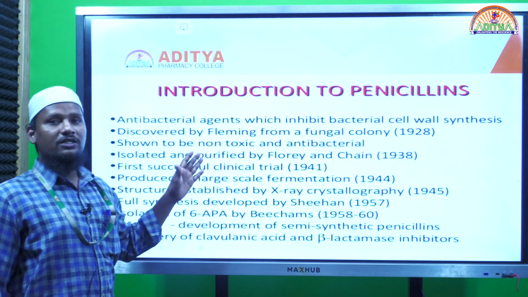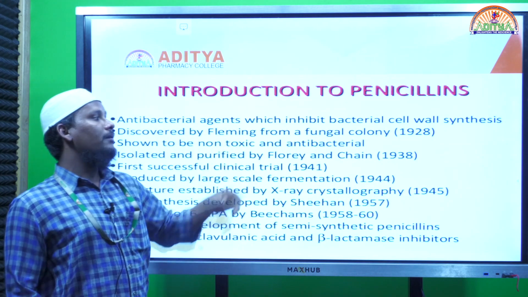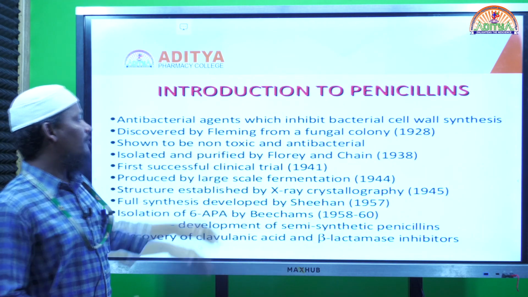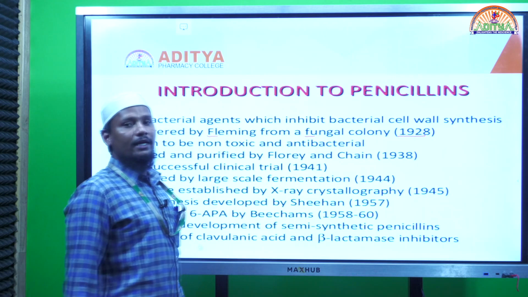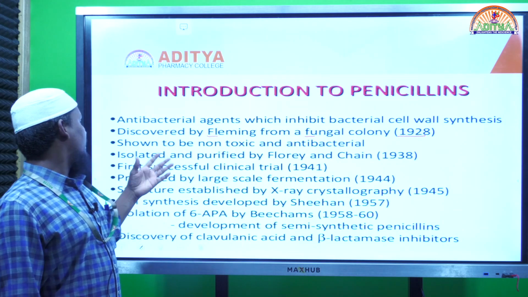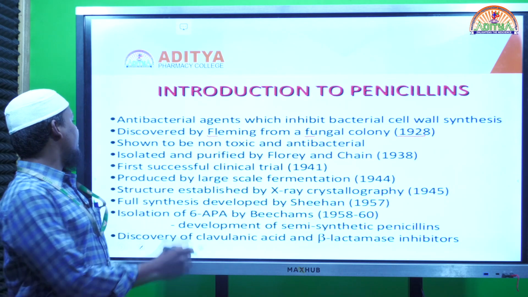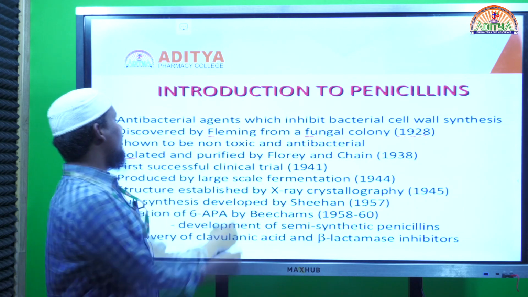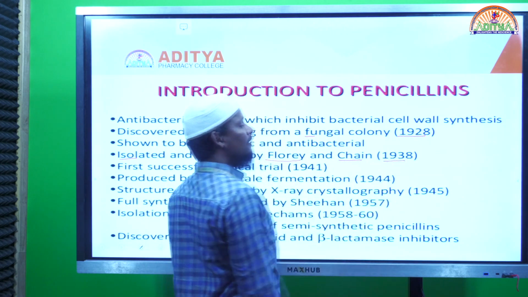So when coming to the history or the introduction of antibiotics, first of all, the antibacterial agents which inhibit the bacterial cell wall synthesis were discovered by Alexander Fleming from a fungal colony in 1928. Next, it was shown to be non-toxic and antibacterial, and it is isolated. The antibiotic was first isolated and purified by Florey and Chain in 1938.